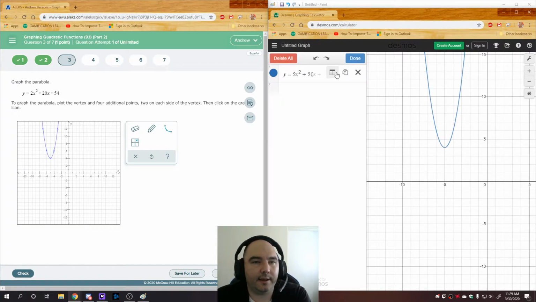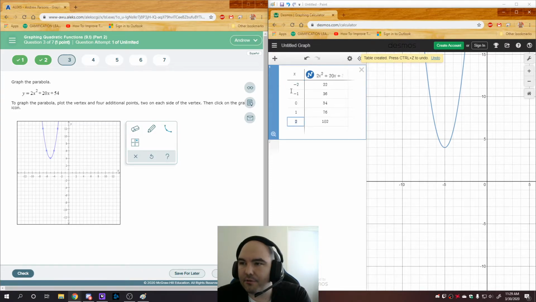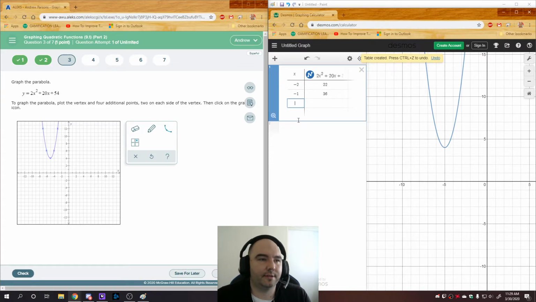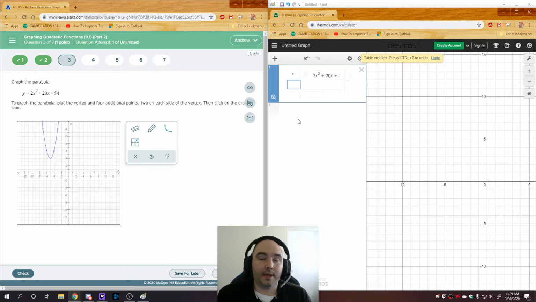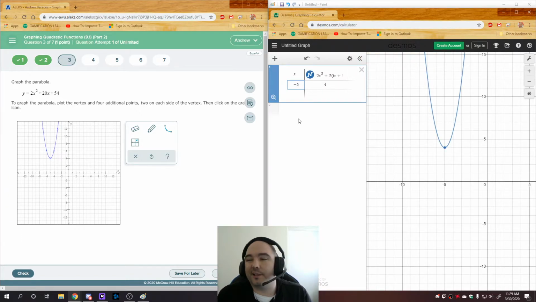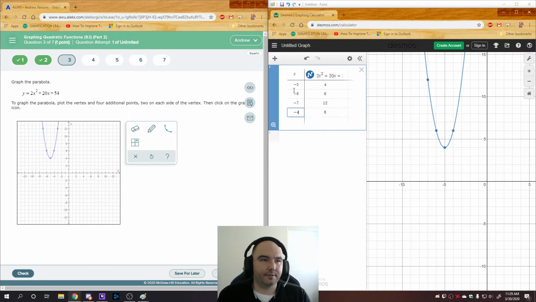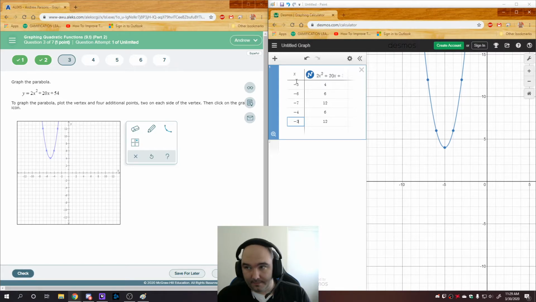Then convert to a table. The table doesn't have the correct points on it, so I'm going to delete them. And I'm going to put that -5, 4 that I was remembering in my head, or at least the -5. It'll spit out 4 for me automatically. And then from there, I need to pick two smaller numbers, -6 and -7, two bigger numbers, -4 and -3. When I say bigger and smaller, I mean comparing to the vertex value, -5.